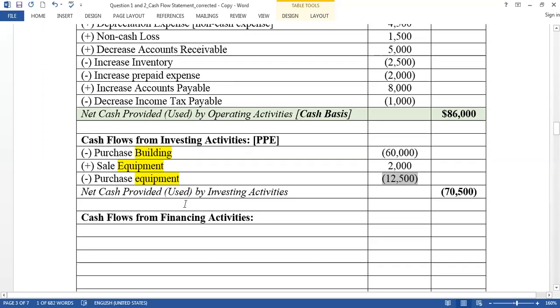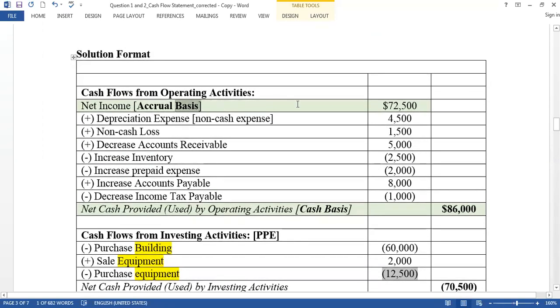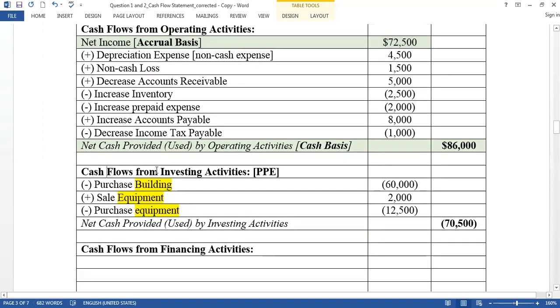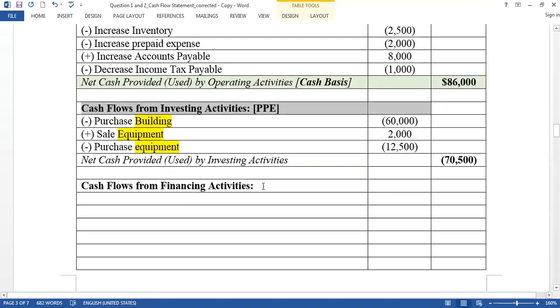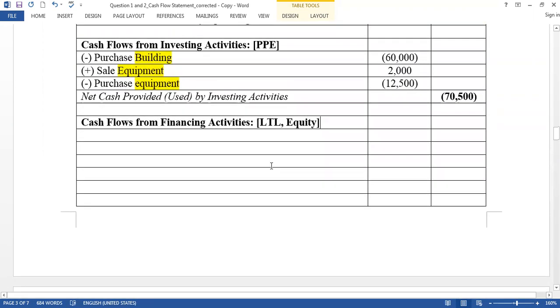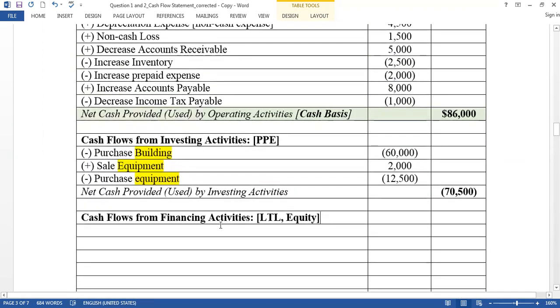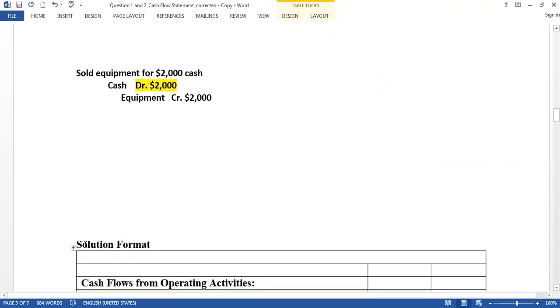So we done operating activities. We done our investing activities. Now financing activities. And what are the financing activities? Financing activities are long-term liability and equity. So these are the items that go under financing activities. So let's read the question.